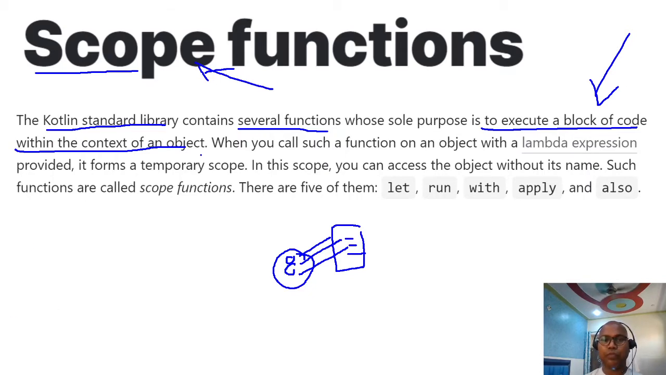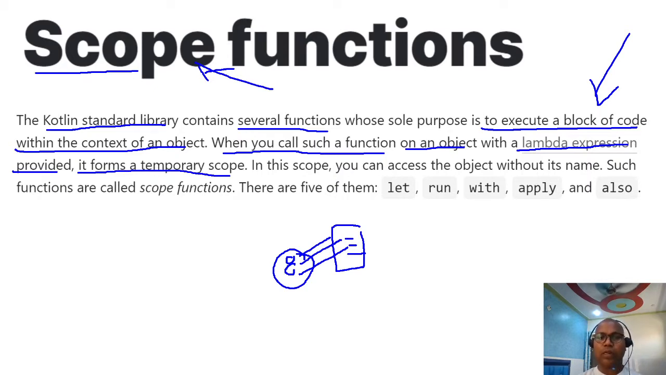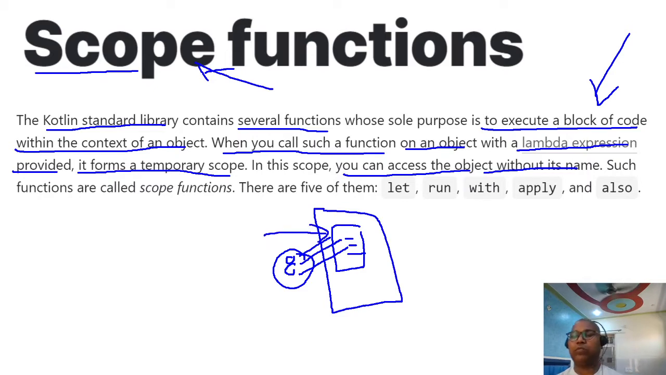When you call such a function on an object, you use a lambda expression to provide the code. Through the lambda expression, you can provide everything you need, and within the lambda expression there is a kind of temporary scope. Within the lambda expression, the particular object, the context, is accessible. So in this scope, you can access the object without its name. Let's say this is the context; in this context, without using the object name, you can refer to its attributes.